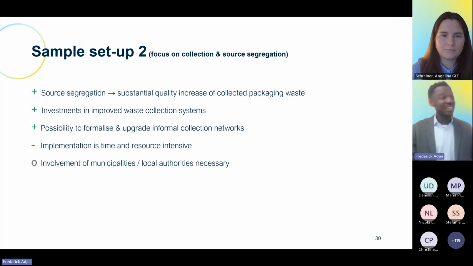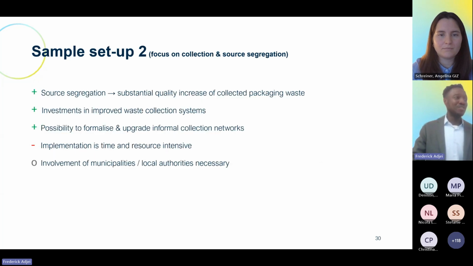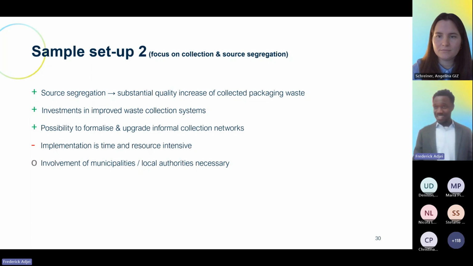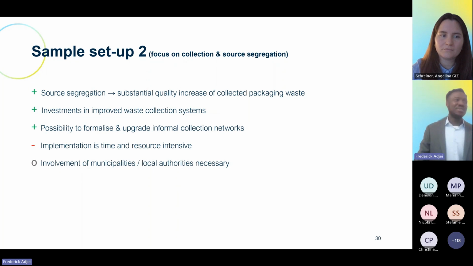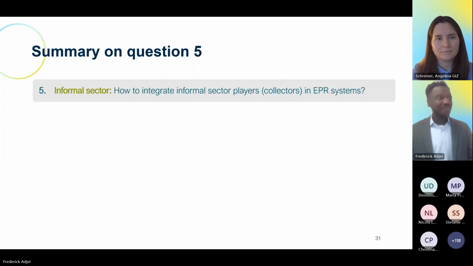Of course, I like to go back here, you don't just enter a community and start putting bins everywhere. So you invariably have to involve local municipalities, local authorities. You also have to think of education. You put a bin in front of my house and you think I'll put something in it. Well, what is it? Some level of community education needs to take place. So you can see that this system, a focus on collection and source segregation, even though a bit more intensive, leads to better results. But it's for you to consider, again, what works best in your local situation.